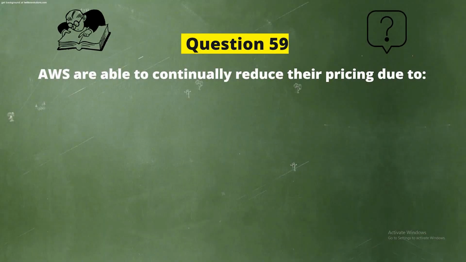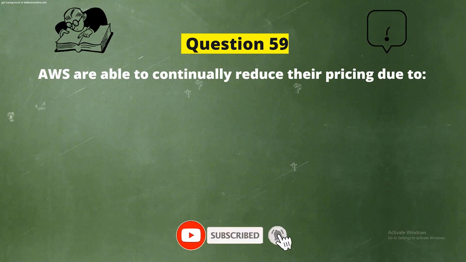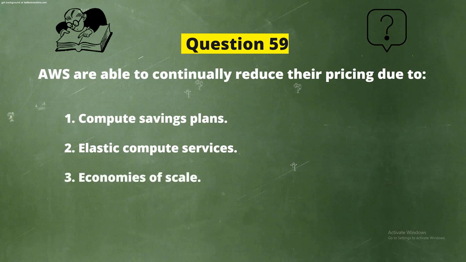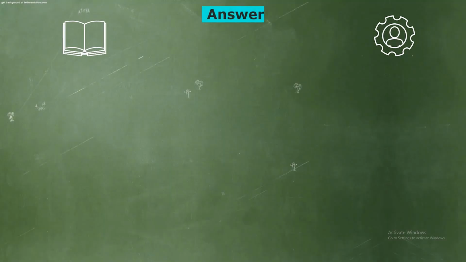Next question. AWS are able to continually reduce their pricing due to. And the options are: option 1. Compute savings plans. Option 2. Elastic compute services. Option 3. Economies of scale. Option 4. Pay-as-you-go pricing. And the correct answer is option 3.